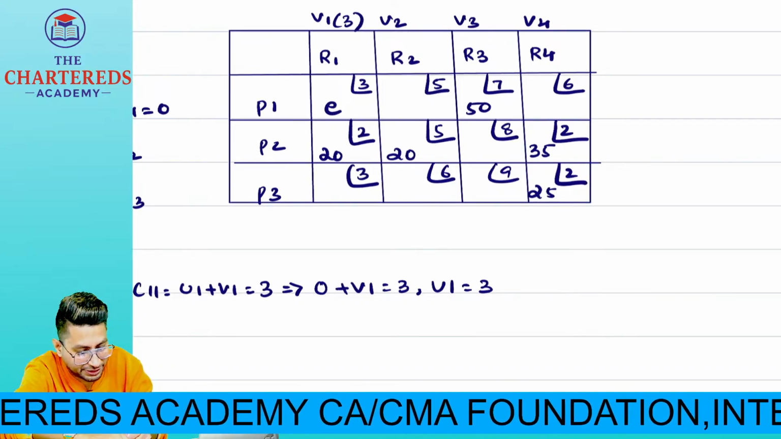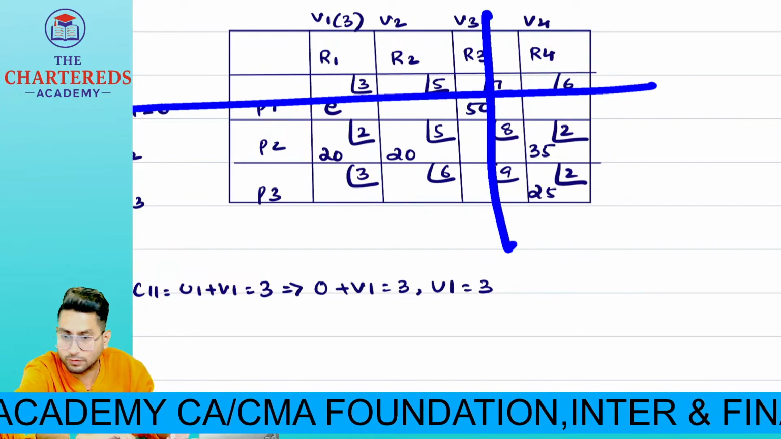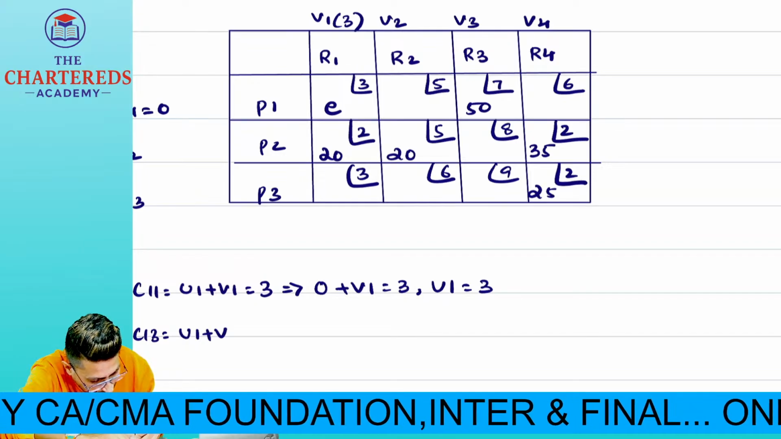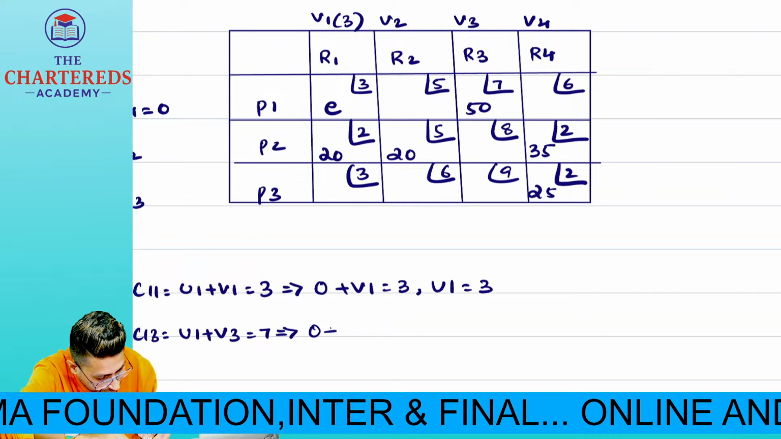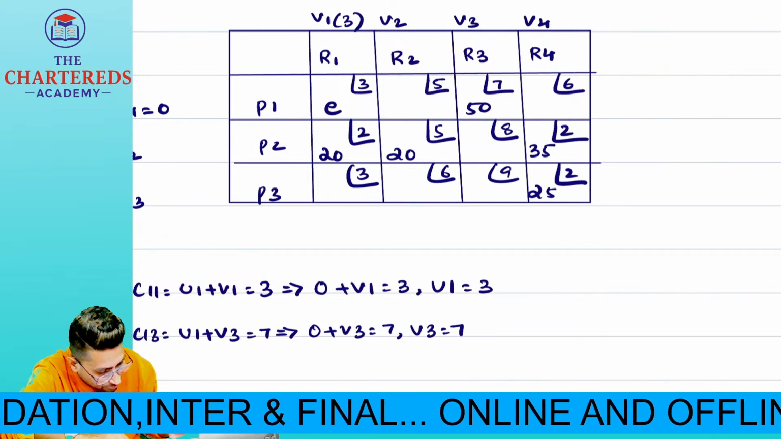Next allocated cell is C13. How can I write C13? U1 plus V3 is equal to 7. U1 is 0, V3 I don't know, equals 7. V3 will be equal to 7.